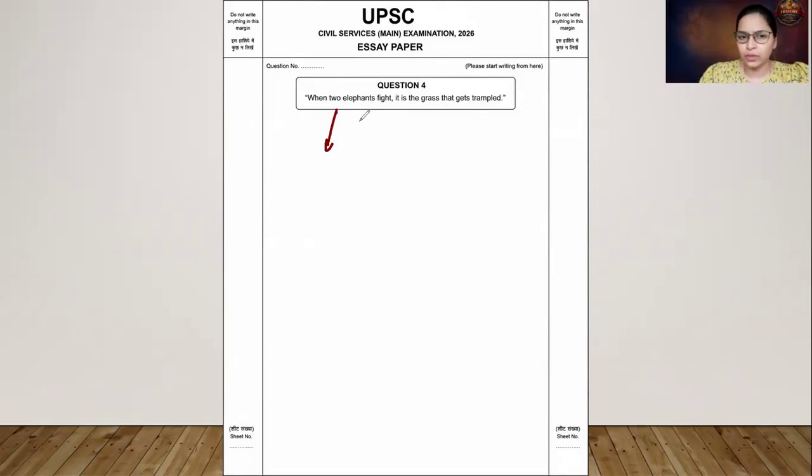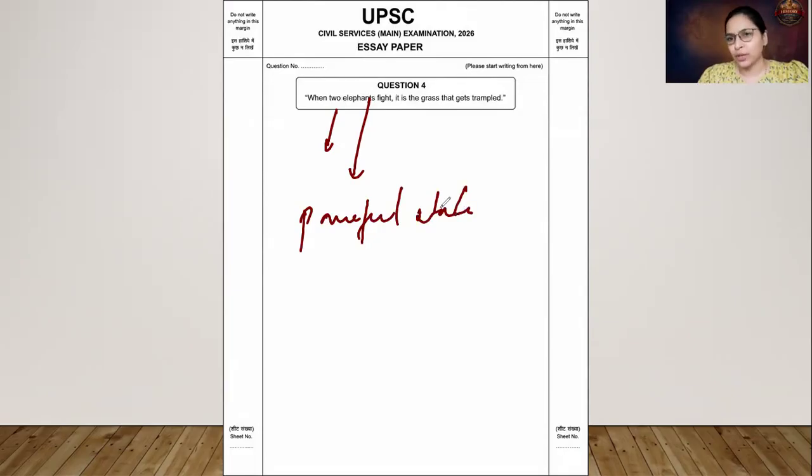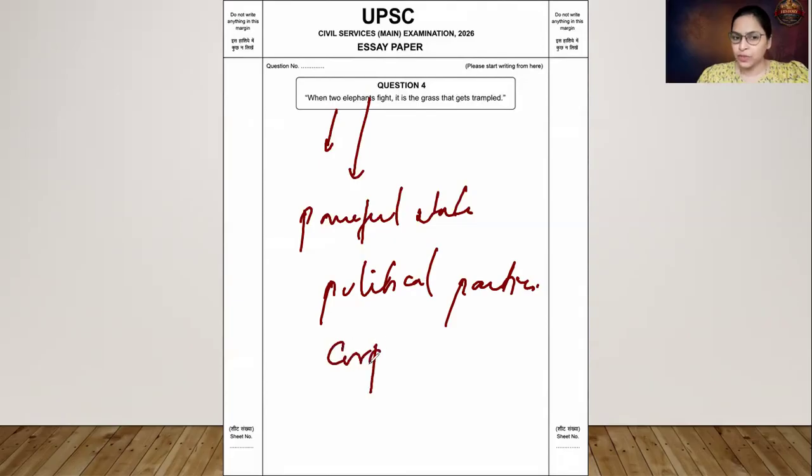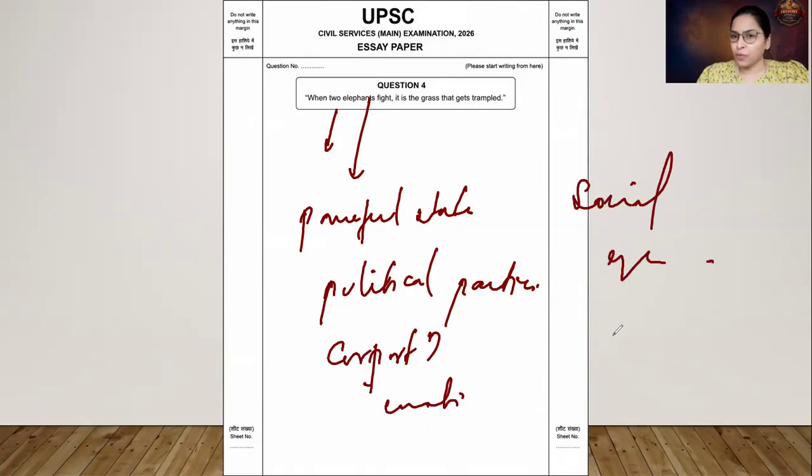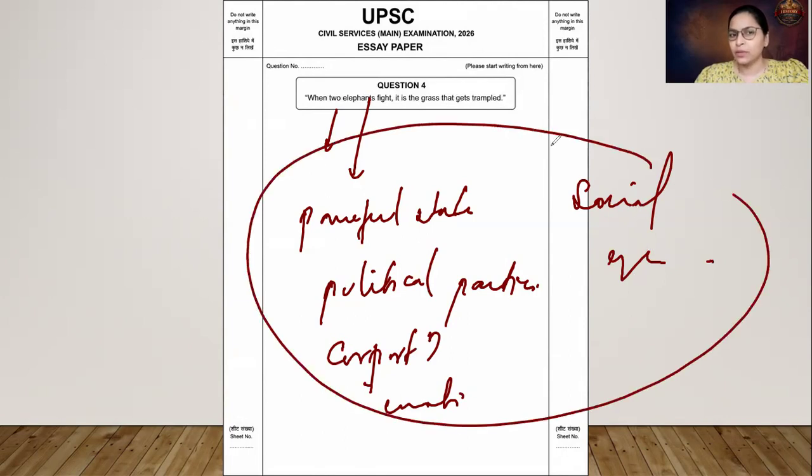So elephants over here depict what? These elephants could depict powerful states. So you can relate this during the Cold War, Russia and America were fighting. Okay. So all the weakened nations, they were getting trampled. Okay. Political parties, when the major political parties fight for the sake of power, common people are the ones who suffer. Corporations, institutions, you can give example of the social groups, powerful individuals. So in this manner, two elephants over here suggest the power groups.